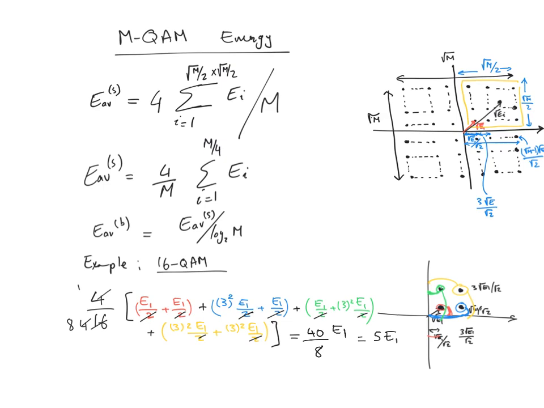Now, if I want to get the energy per bit, so E average per bit, this was the E average per symbol. That's going to be equal to 5 E1 divided by log to the base 2 of 16, which is equal to 5/4 E1. Nice. And this concludes the calculation of the energies from the constellations with some numeric examples.